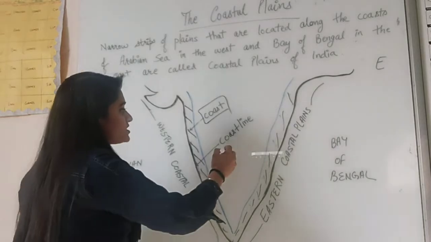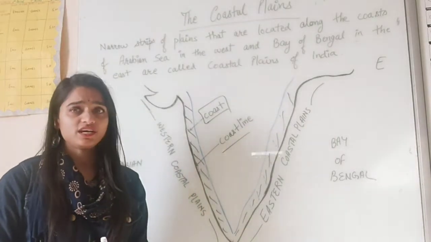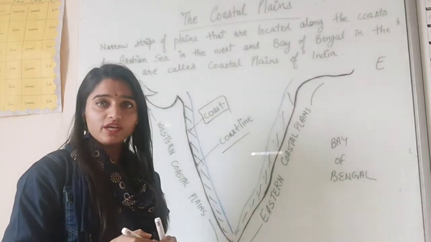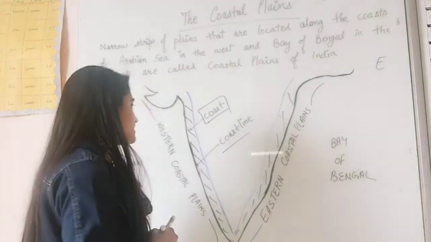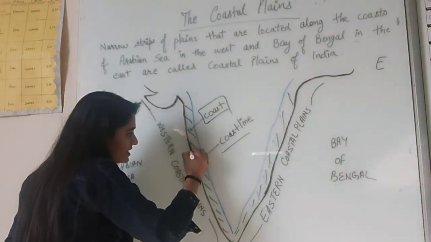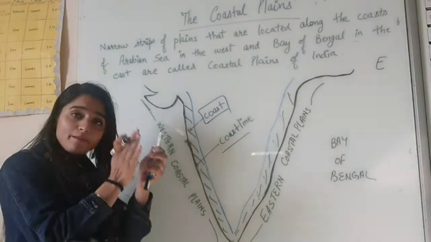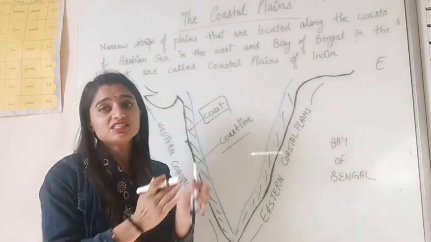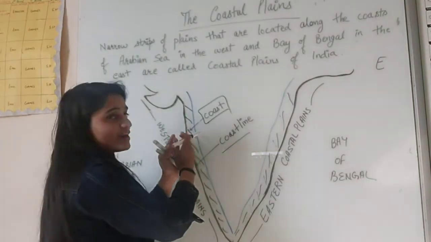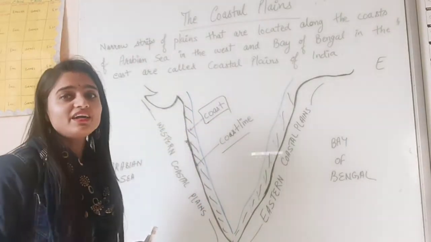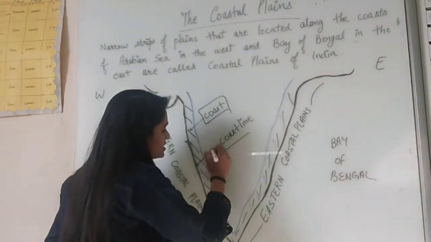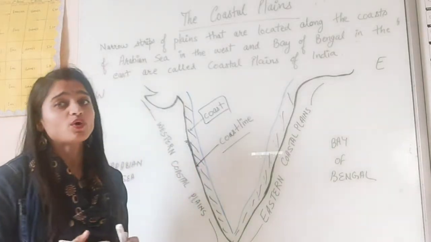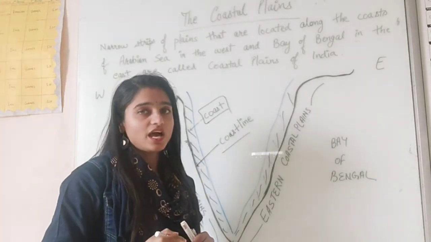Now the second term is coastline. So what do we mean by coastline? The area where the land seems to meet the water body, that area is known as coastline. जहाँ पानी और मिट्टी का मिलन हो रहा होता है, where land and water mix, that area is known as coastline. उसे हम coastline बोलते हैं. So the area where the land meets the water body is called the coastline.